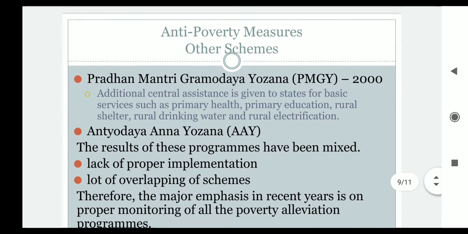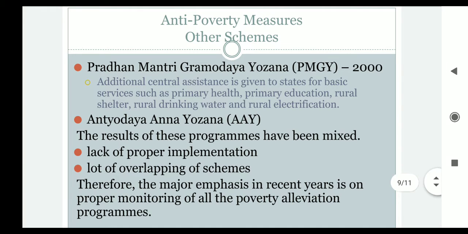Then we have Pradhan Mantri Gramodaya Yojana, which was started in 2000. Additional central assistance is given to states for basic services such as primary health, primary education, rural shelter, rural drinking water, and rural electrification. Antyodaya Anna Yojana is also one of the anti-poverty programs of government, which we will discuss in the next chapter.